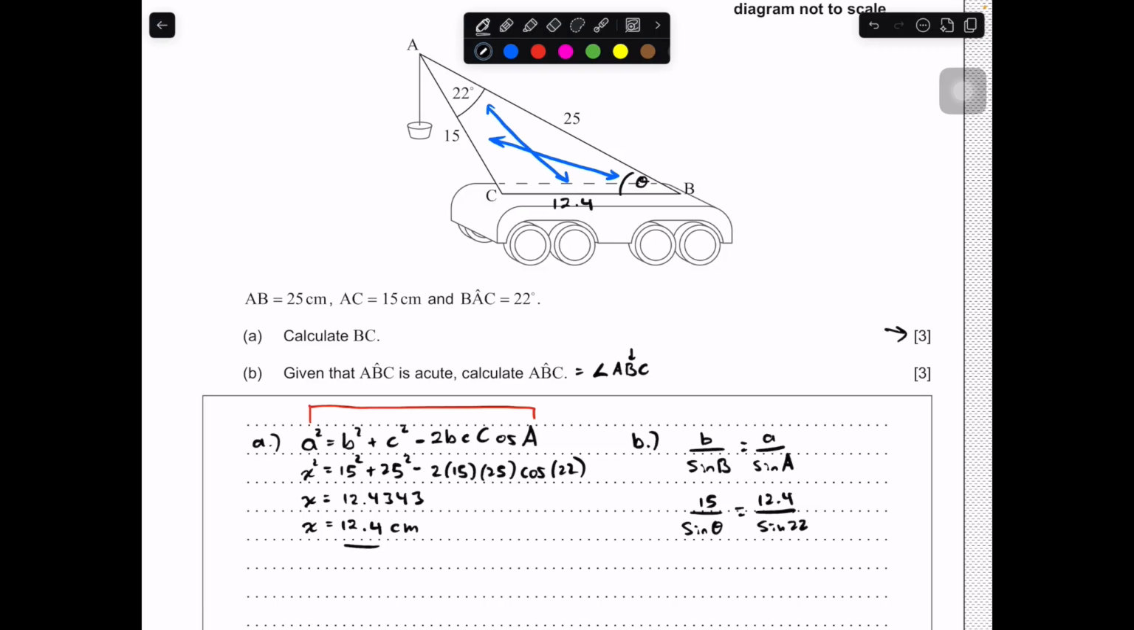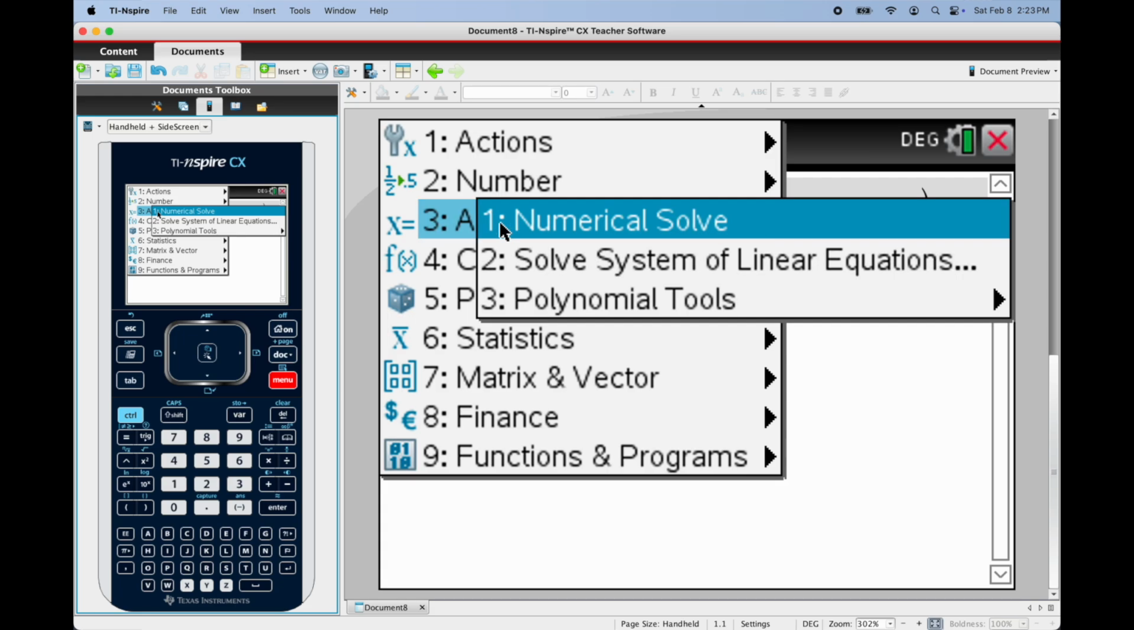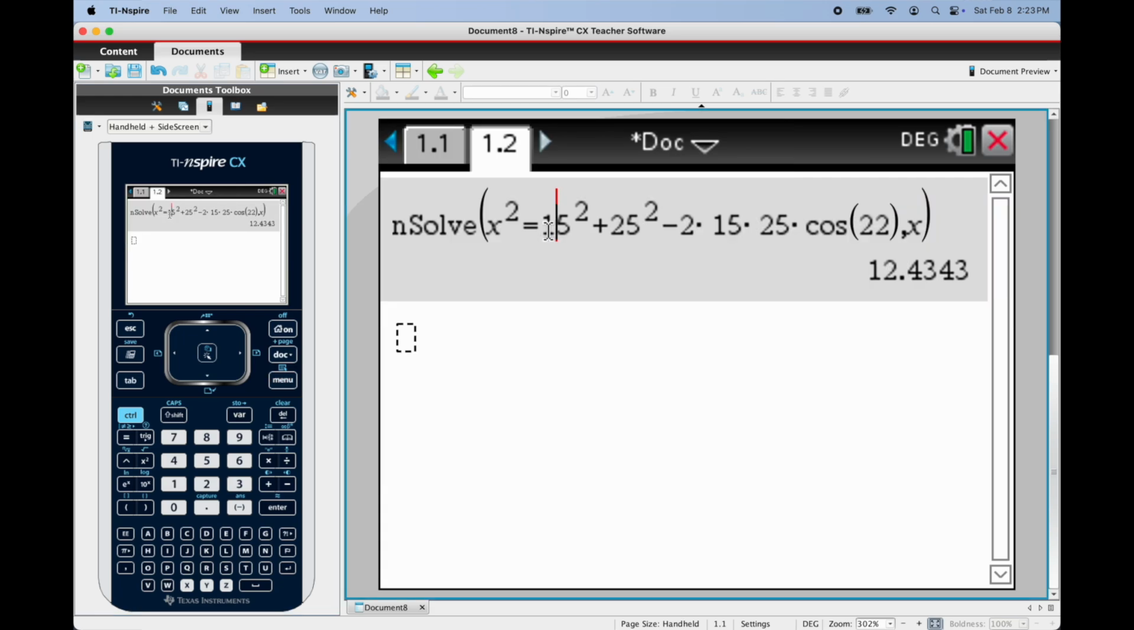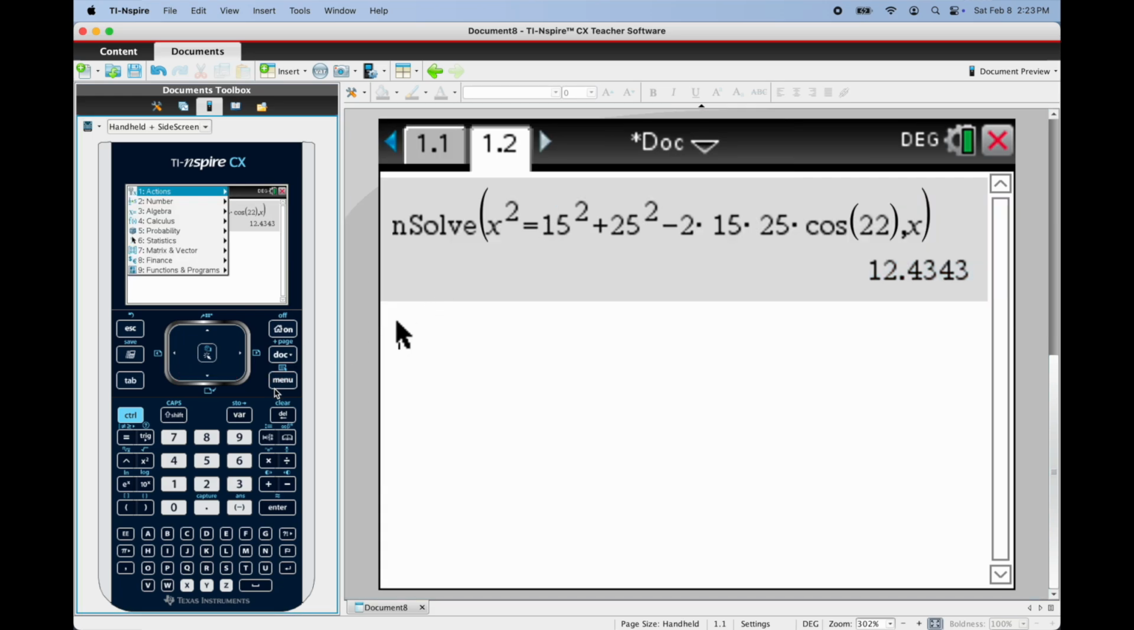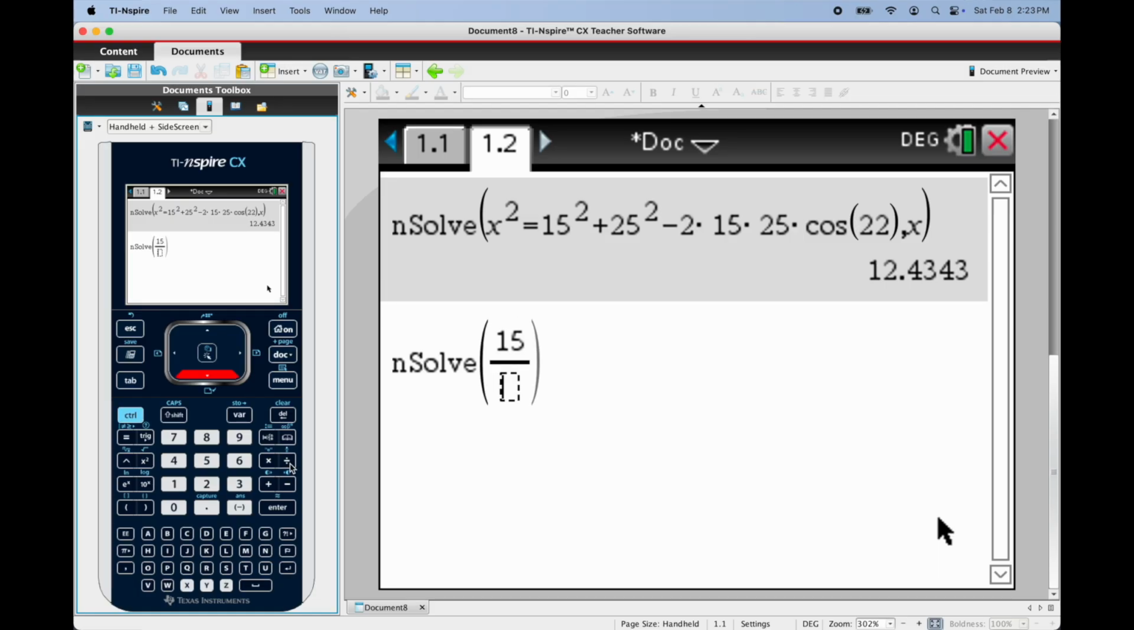Now we might have wanted to put the sine at the top and rearrange this, but with nsolve, to be honest, it doesn't matter all that much. So let's go back to the calculator and work this out. Let's put these values in. Menu, algebra, numerical solve. 15 over sine, let's just call it x.